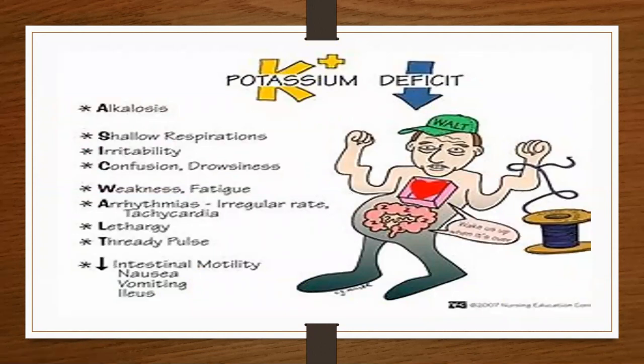So with low potassium, that patient may be, again, very tired and weak. They'll have arrhythmias. Their heart rate will be irregular and probably tachycardic. And they too will have some gastrointestinal problems: vomiting, nausea, and bloating.